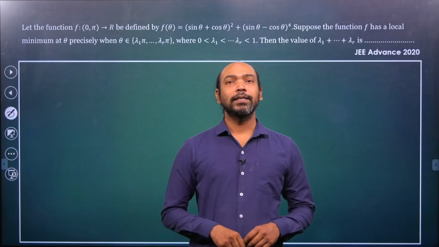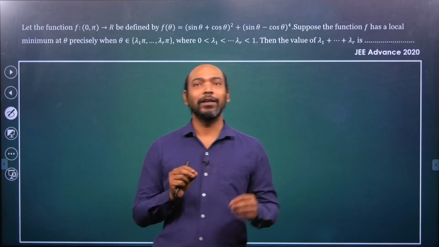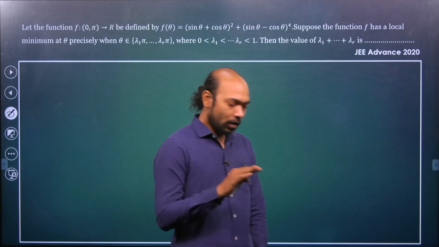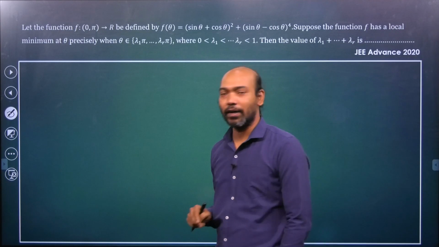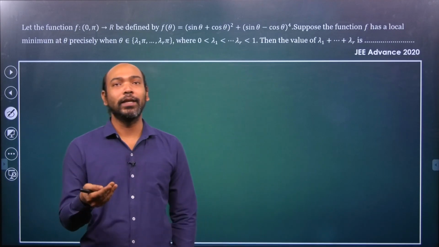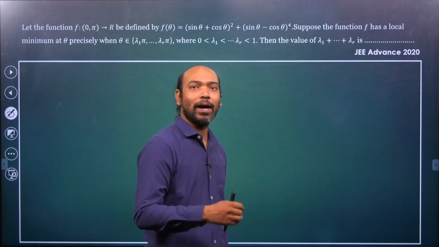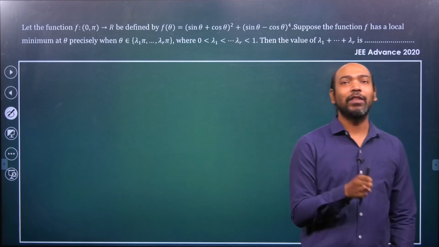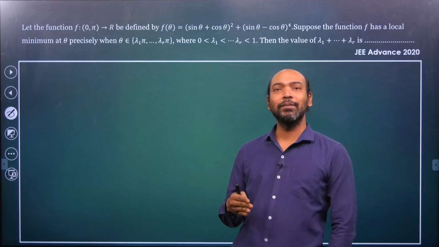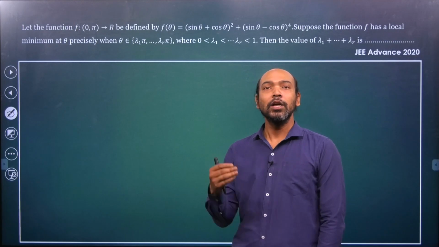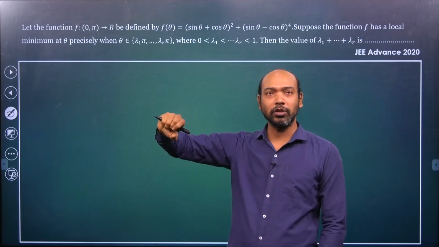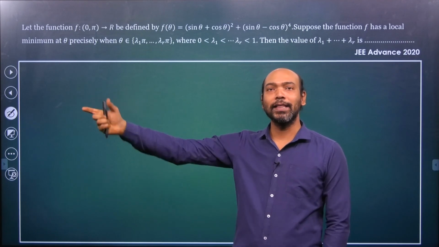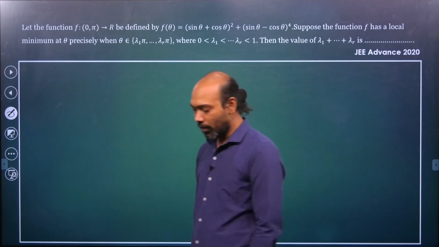Hi all. In this particular problem, we are required to find the number of local minima for the given function, and then rewrite those local minima in the form of lambda 1 into pi, lambda 2 into pi. So if the local minimum happens for theta equal to 2 pi by 3, then lambda 1 equals 2 by 3, and so on. We need to find how many local minima are possible and then find the sum. That's the problem.